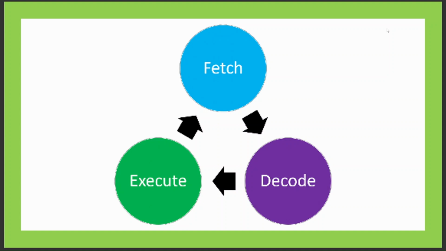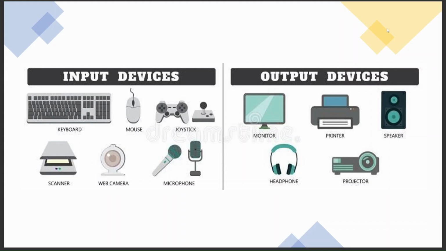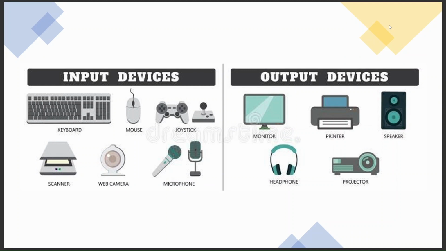The executed commands are shown through input and output devices. The input and output devices allow users to interact with the computer. These include keyboard, mouse, joystick, scanner, webcam, microphone, monitor, printer, speaker, headphone, and projector, facilitating data exchange between users and the system. There is also another type of device called storage devices. Storage devices play a crucial role in computers by providing permanent storage for data and programs, ensuring accessibility and preservation of information.